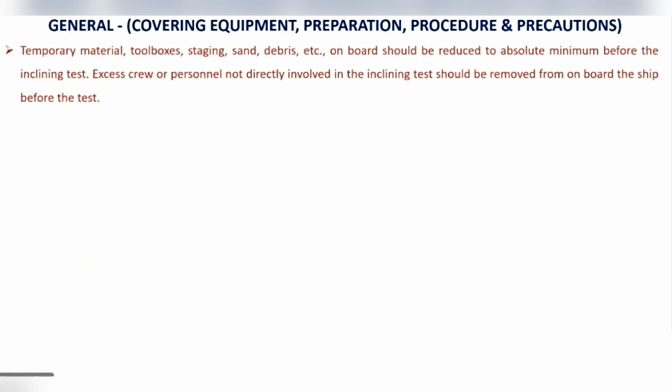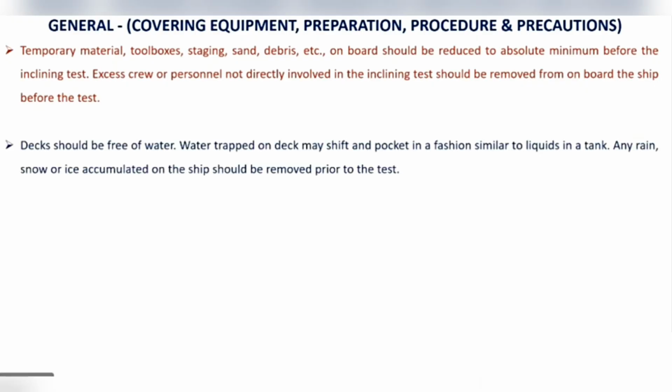Staging, sand, debris, etc. on board should be reduced to an absolute minimum when you are conducting the experiment. Excess crew or personnel not directly involved in the inclining test should be removed from on board the ship before the test. The ship should be free of water. Why? Because you will not be able to quantify that water, and that will be like a slack tank, water flowing from one side to another. Water trapped on deck may shift and pocket in a fashion similar to liquid in a tank. Any rain, snow or ice accumulated on the ship should be removed prior to the test.